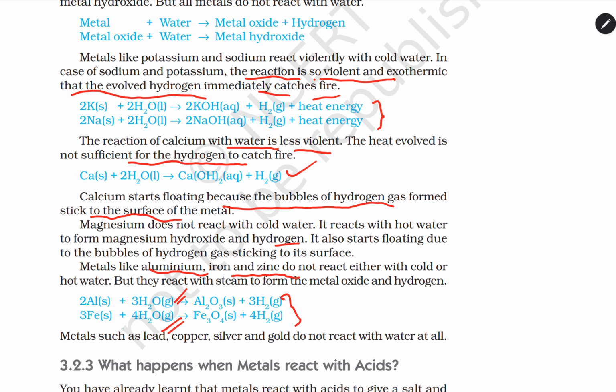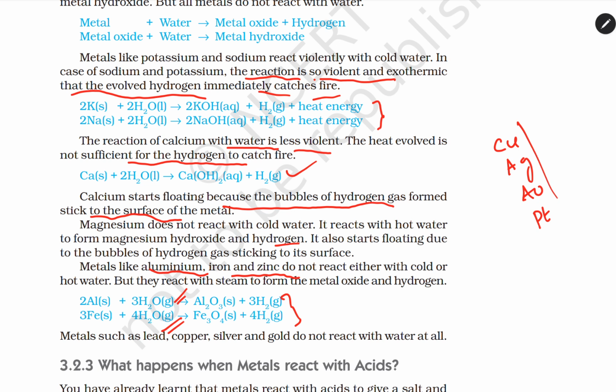So aluminium and iron, they are forming the metal oxides and releasing hydrogen when they react with the steam. Metals that do not react with water are also there. Copper, silver and gold, and even platinum, do not react with water at all. They are called noble metals due to their high resistance to oxidation. That's why we use them for jewelry purposes, right?